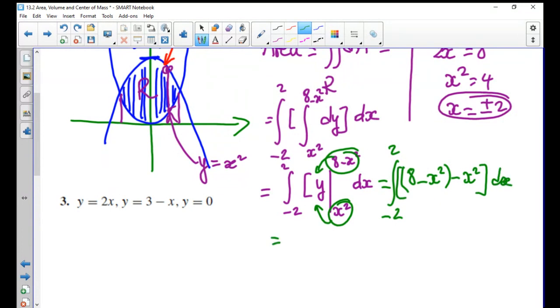After that, the integral of 8, 8x, minus 2x squared, which we integrate, 2 over 3 x to the power of 3 from minus 2 to 2. And then you find the answer.